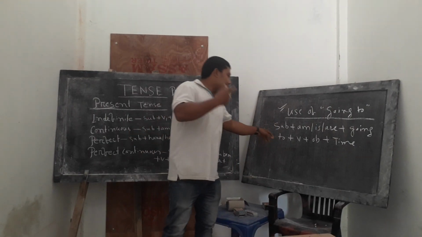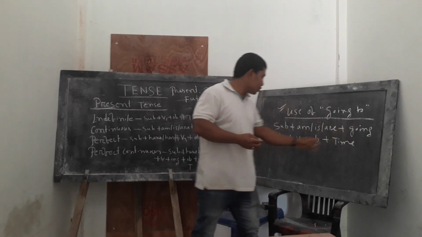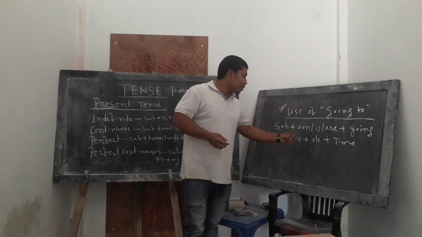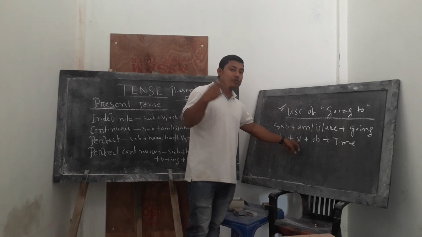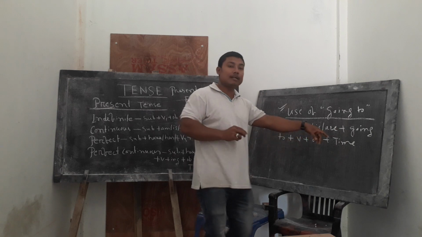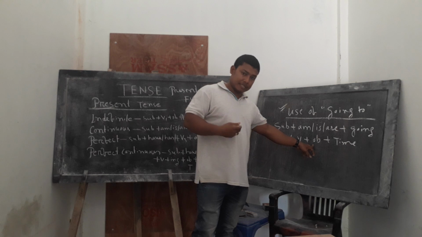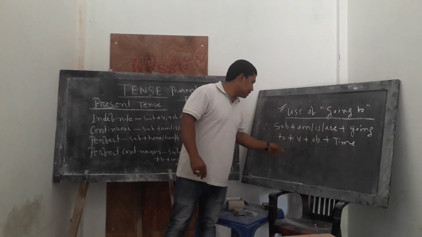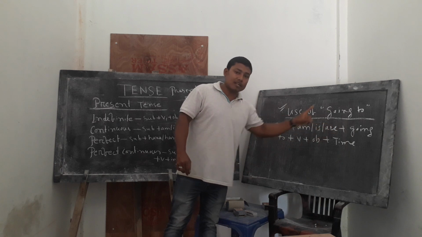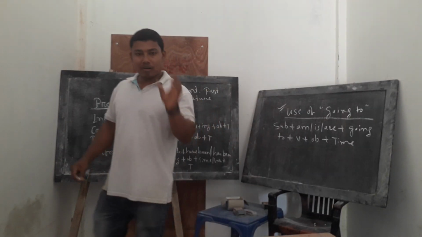Suppose I, subject, am, and then going to prepare. Going to prepare. So after prepare, never use ing, because here we use going to, then the object, for the examination, and time. The most remarkable fact is that when we use going to in present continuous tense, we never use ing after the verb. This is the main concept you have to remember.